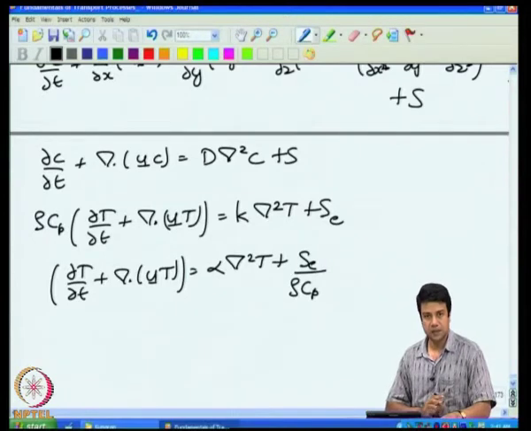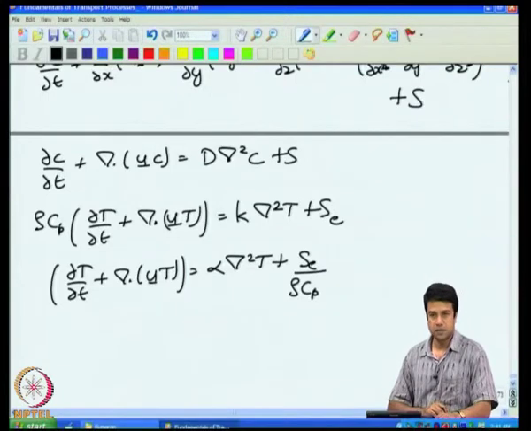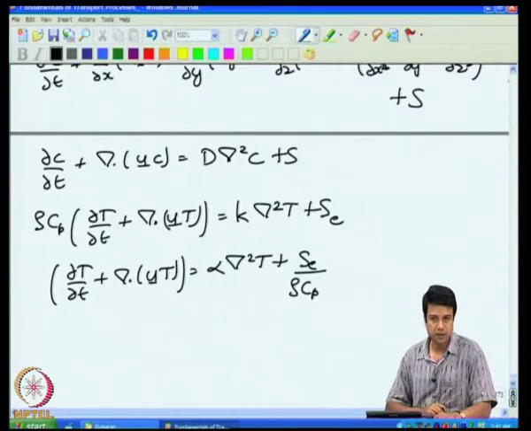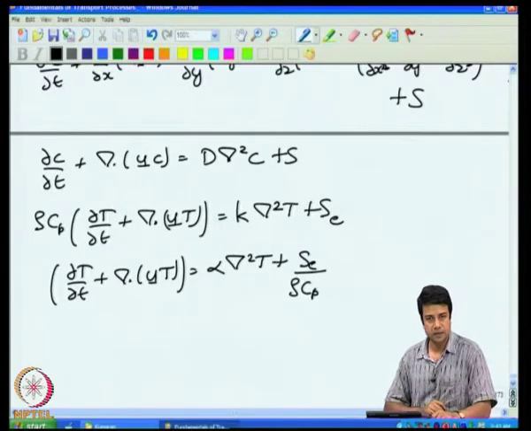Okay. And you can see that both the mass and the energy conservation equation have exactly the identical form. Both of them are first order differential equations in time. So, you need one initial condition. They are second order differential equations in space. So, you need at least 2 boundary conditions in each coordinate that you consider. Okay. So, this is the mass conservation equation.